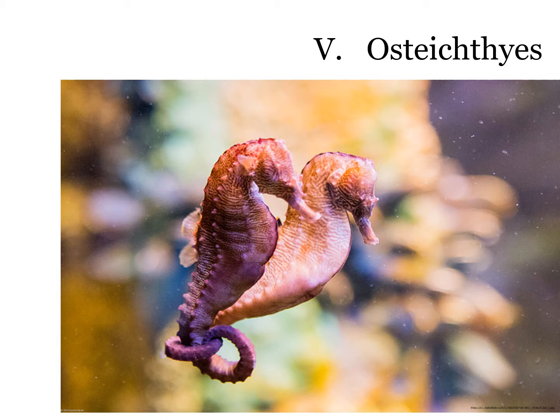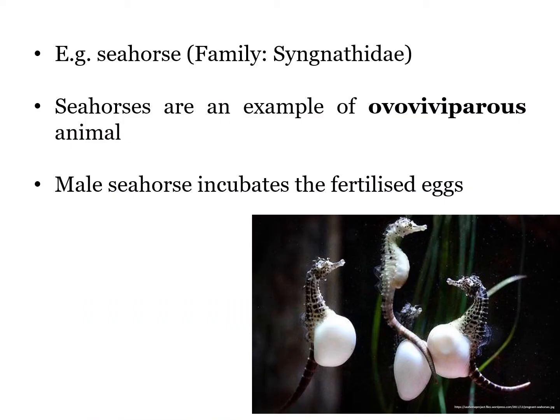Let's proceed with the fifth group, Osteichthyes. This group is referred to as the bony fish, a group of fish that have skeletons primarily composed of bone tissue. One of the examples is the seahorse from the family Syngnathidae.